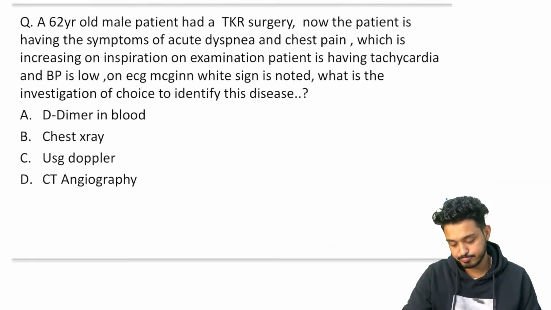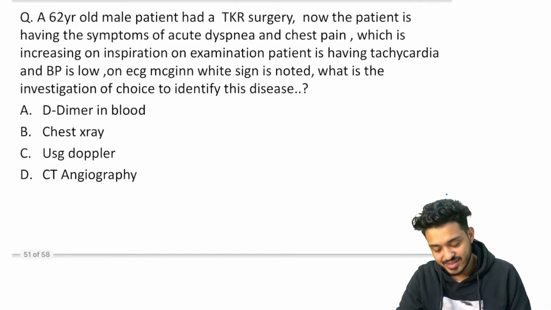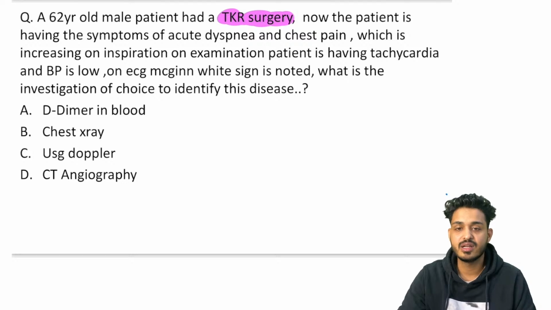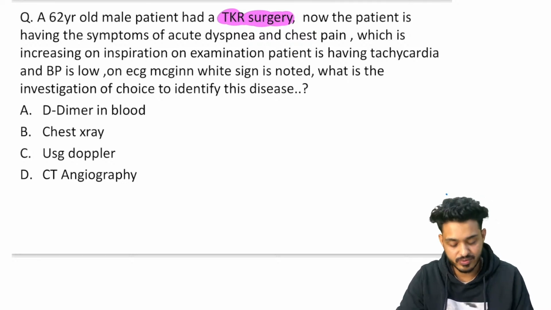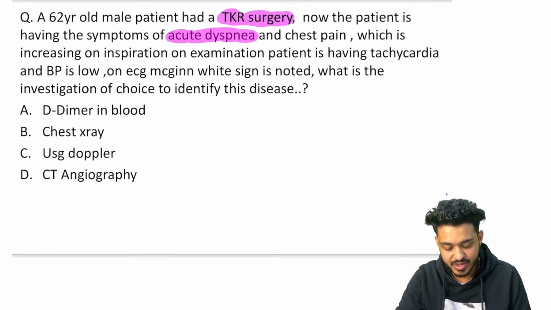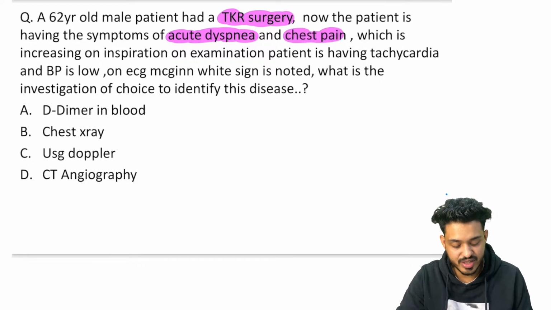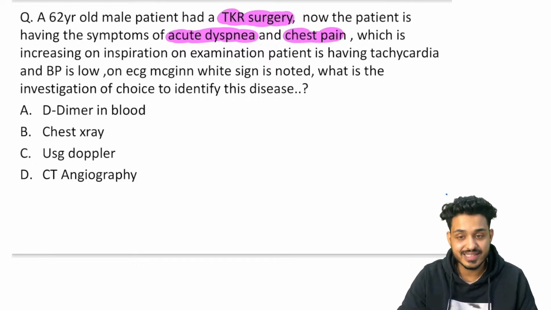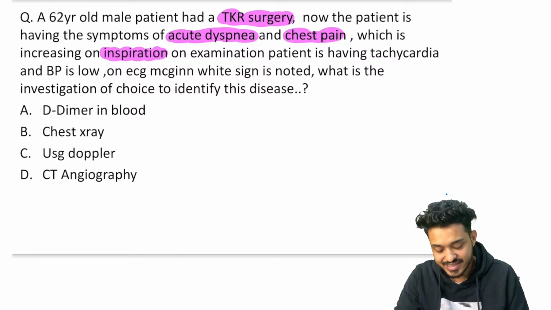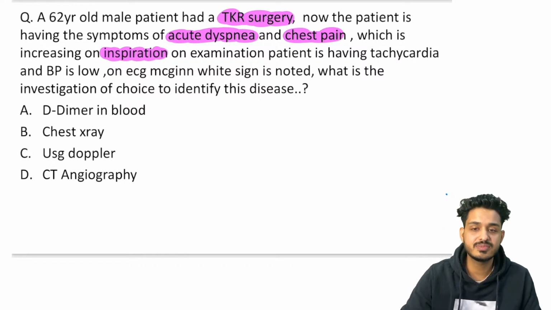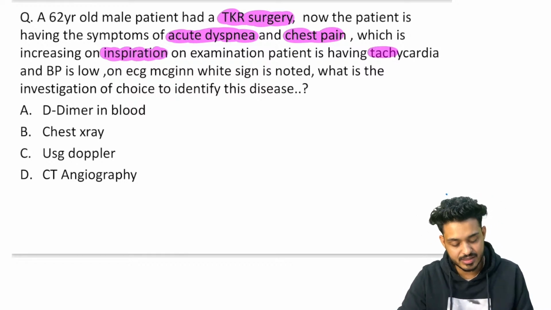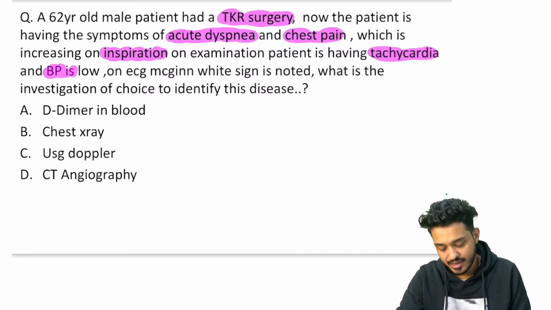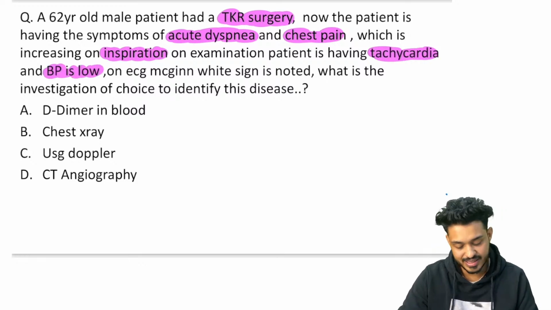Next, a 62-year-old male patient had a surgery. What is the surgery this patient had? That is known as total knee replacement surgery, TKR. Now the patient is having the symptoms of acute dyspnea. Patient is having chest pain, which is increasing on inspiration. This pain is increasing on inspiration. On examination, this patient is having tachycardia. And the BP is low.